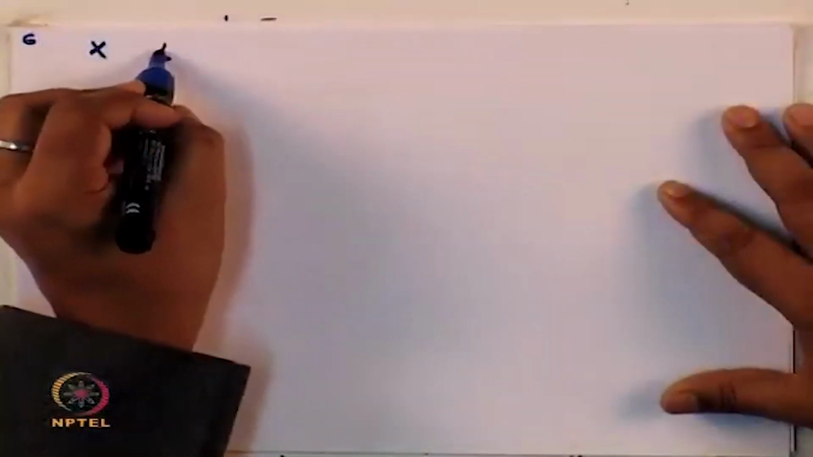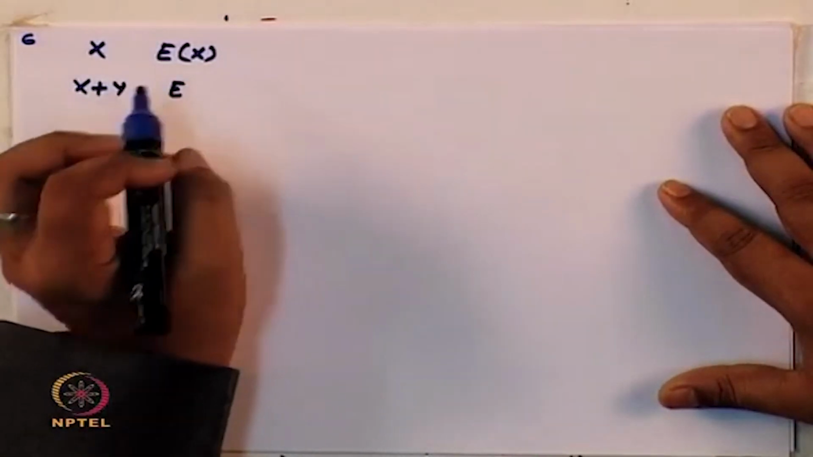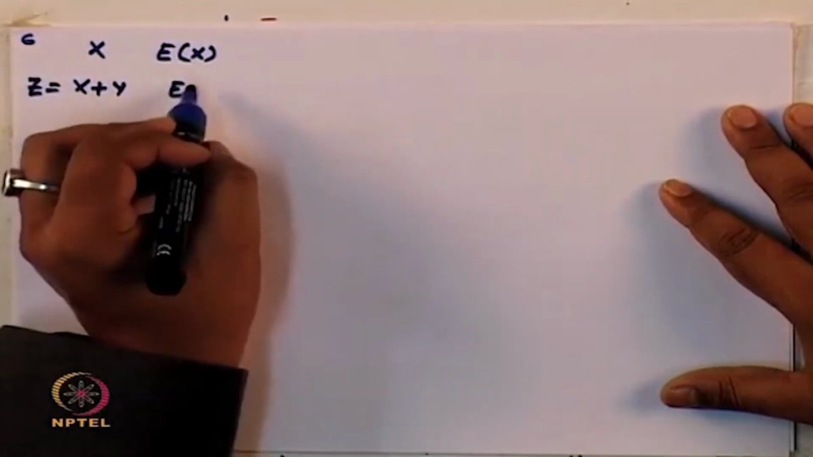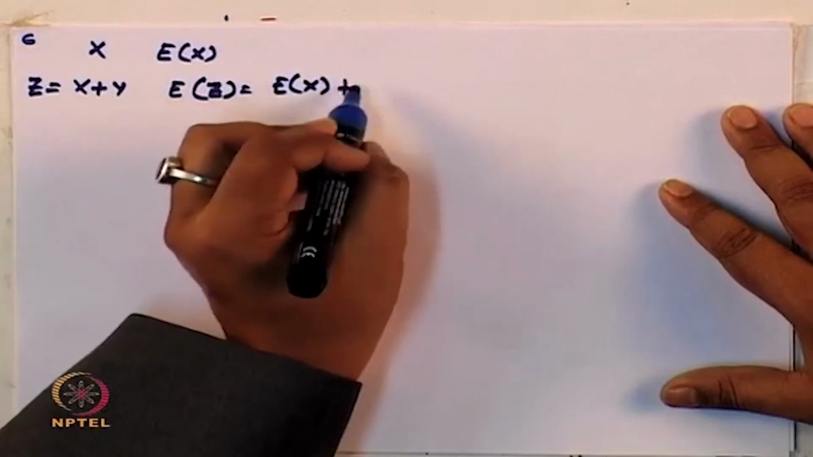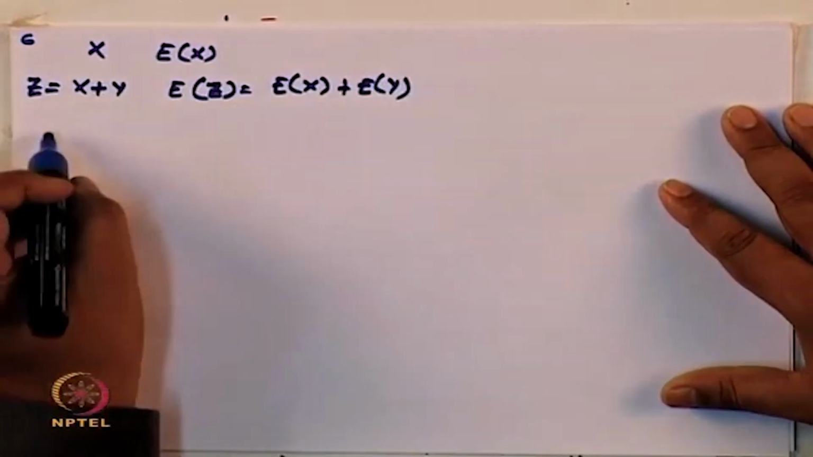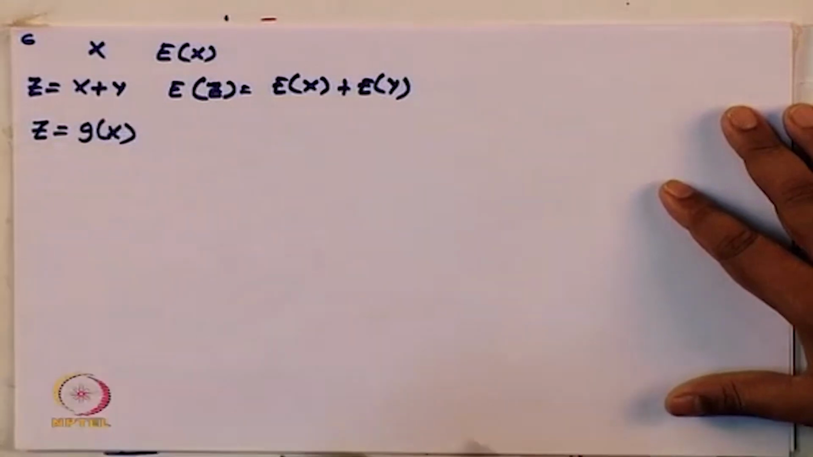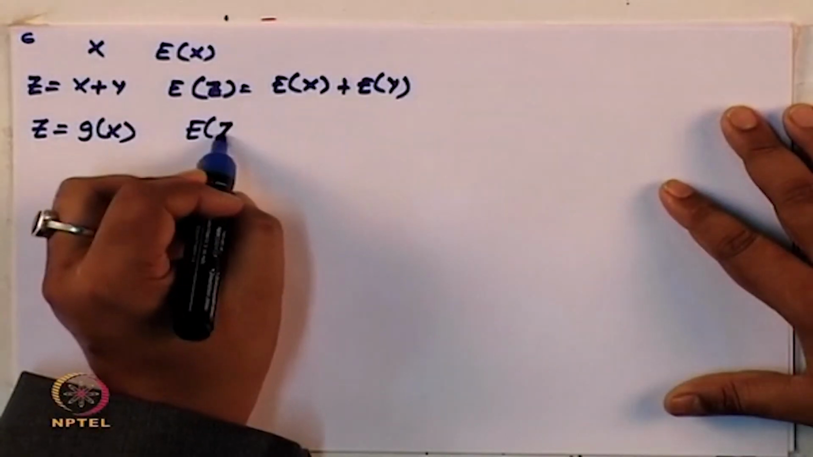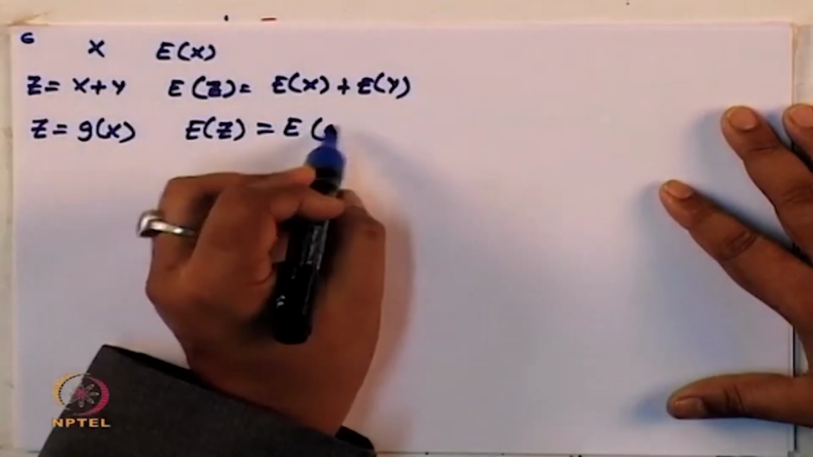Let's take another topic. We can generalize. You have x and you can have the expectation of x. You have x plus y. Let us say we define z as x plus y; E of z is simply E of x plus E of y. You can also define a variable z as g of x. In that case, E of z is E of g of x.